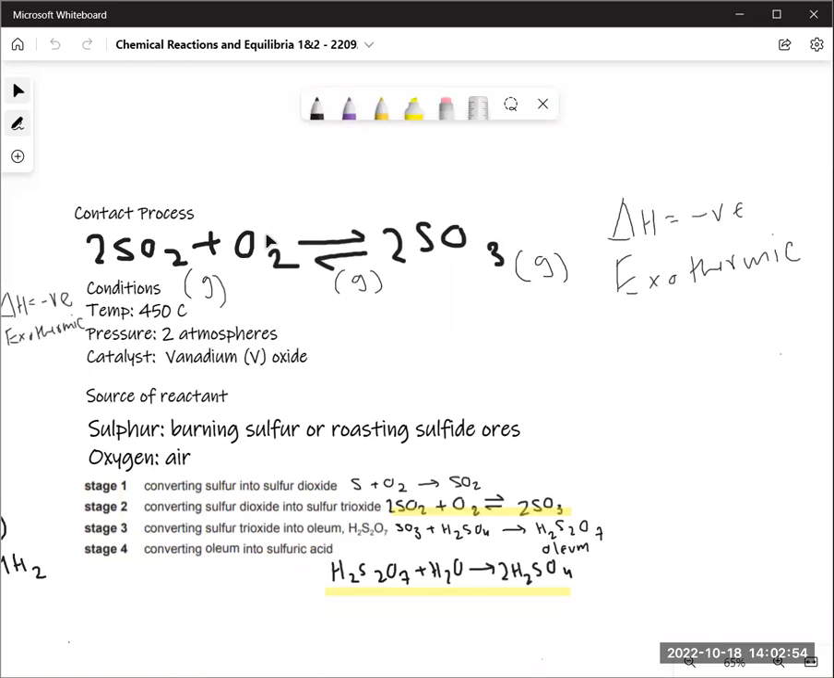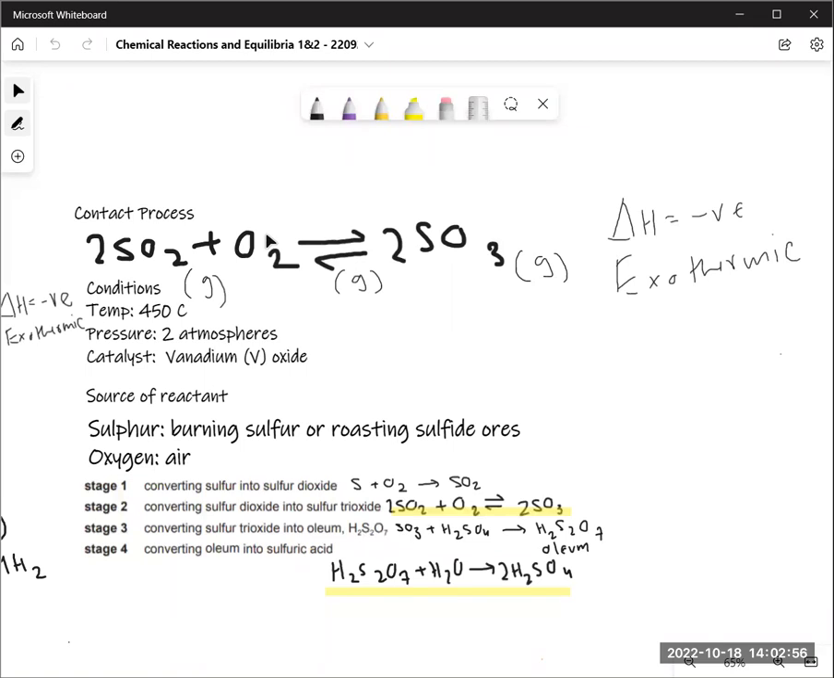Contact process is basically sulfuric acid, H2SO4, right? Yes. And the contact process turns SO2 into it. Good, thanks for reminding. Now, the contact process.